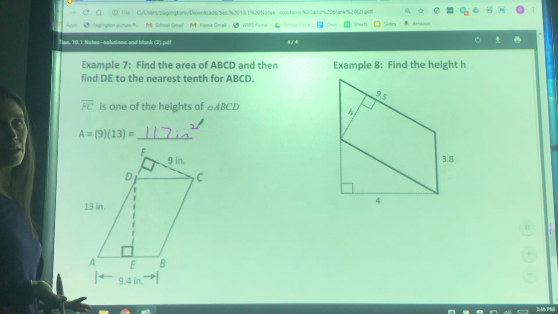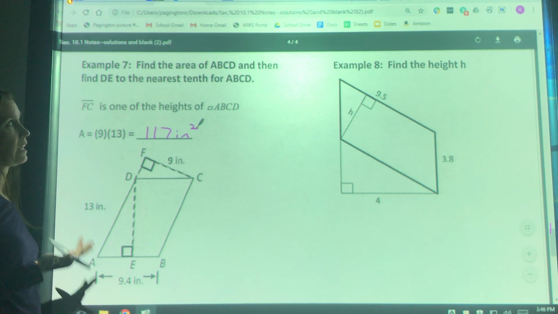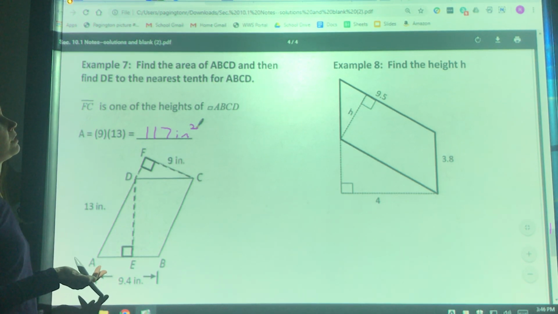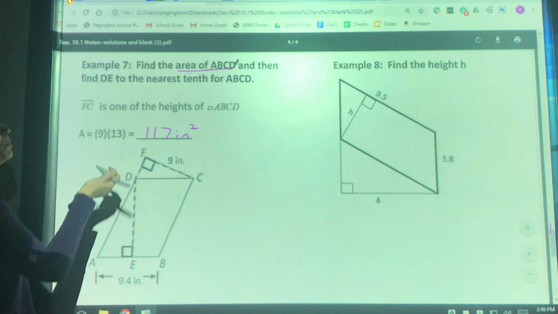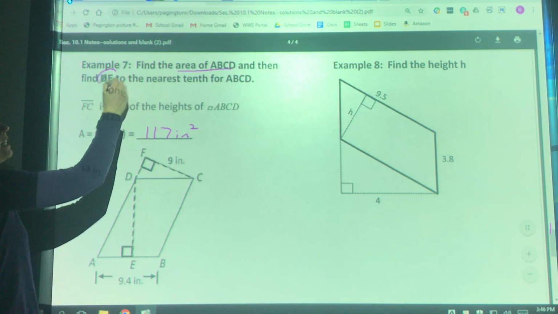Okay, so that is the area of that parallelogram. That wasn't hard to find, but that's not the question it's asking for. It did want us to find the area. We did that, and now they want us to do more. They want us to find the measure of DE.